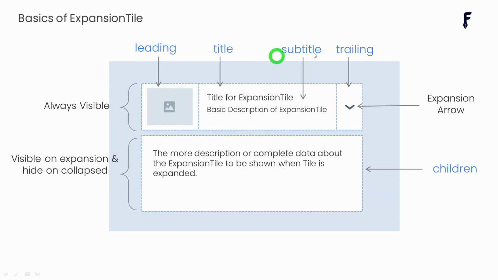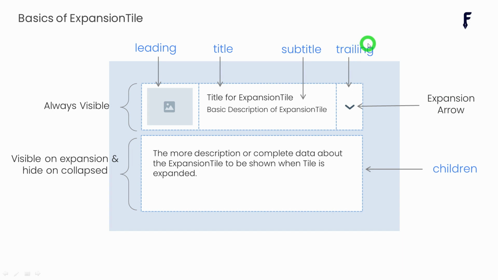All the points noted here are actually the basic properties of expansion tile. The leading is placed at the left side of the tile. Then we have a title. Below that we get the place for subtitle. Then we have the place for trailing at the end of the tile. Make sure that when we place an icon or something at the trailing, the expansion arrow is not visible.